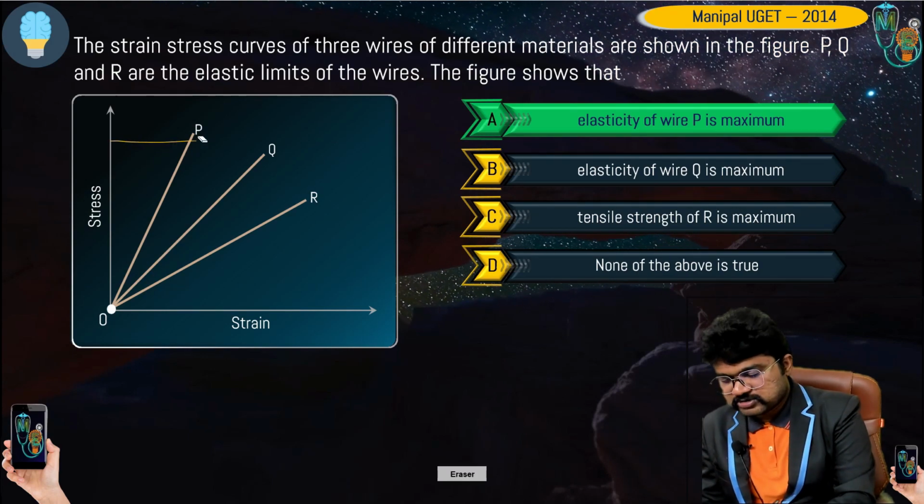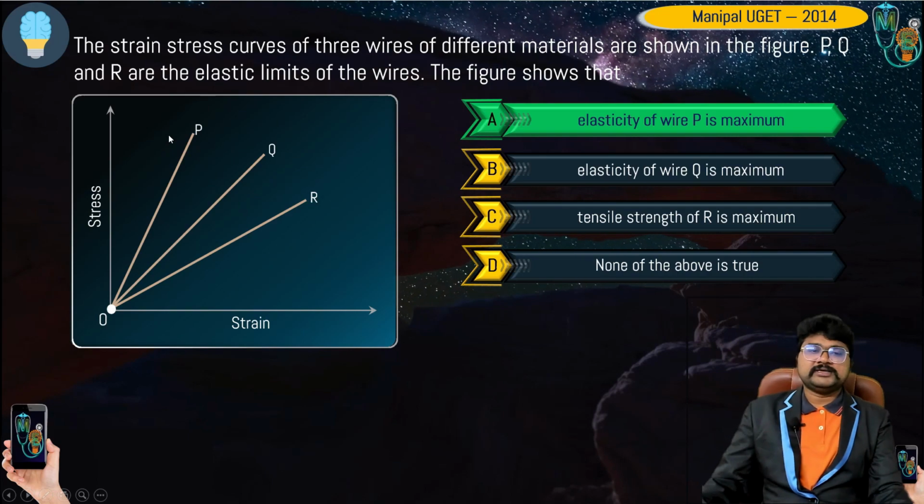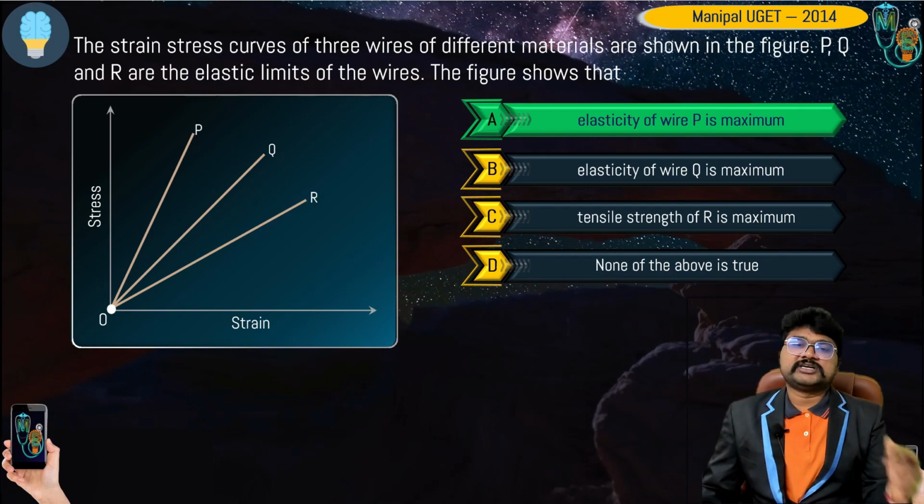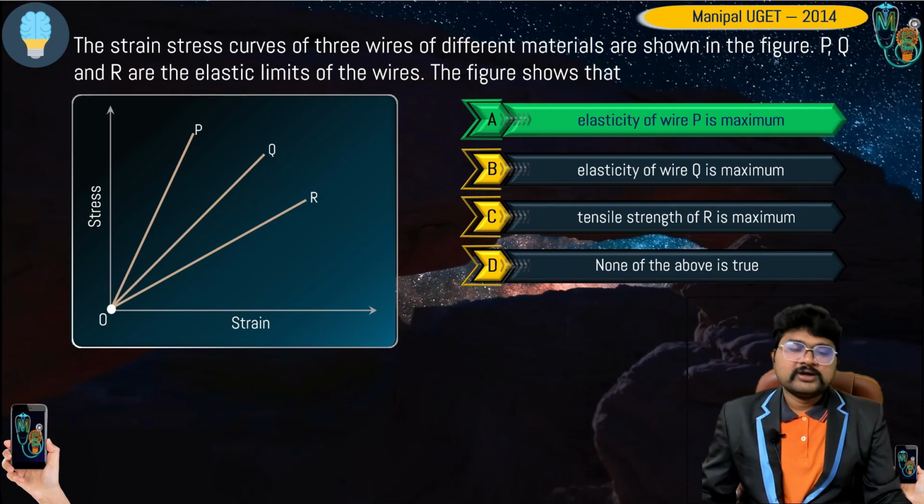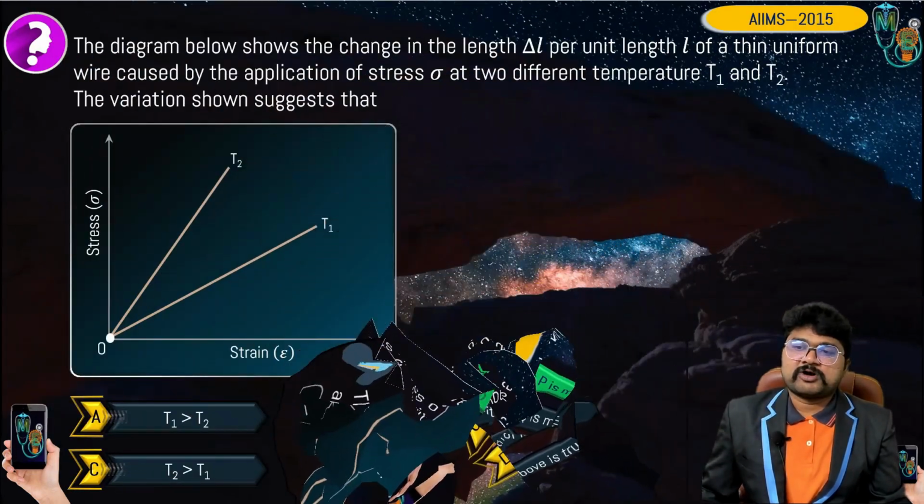Which one is having more strength, tensile strength? P is maximum. So elasticity of wire P is maximum. Now we can have a look at another problem.